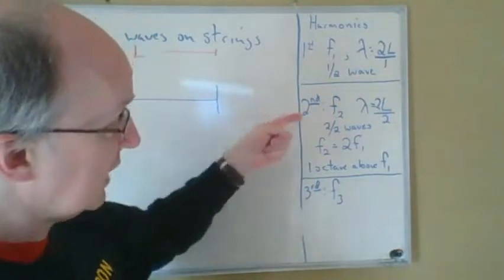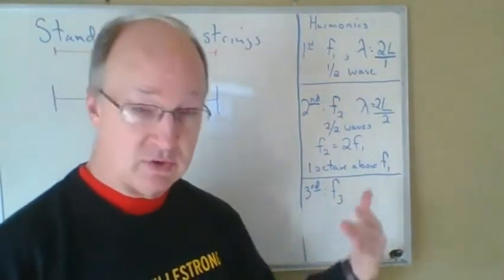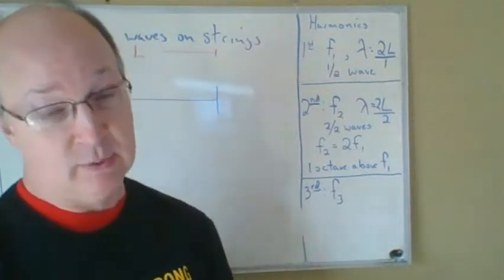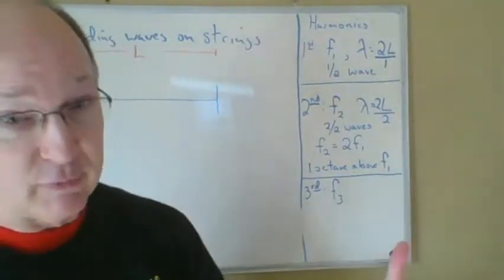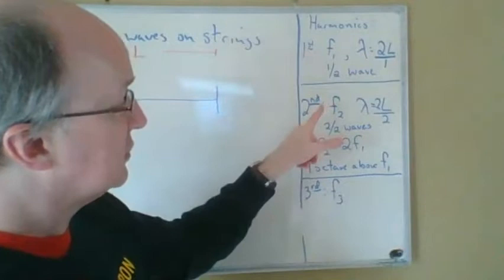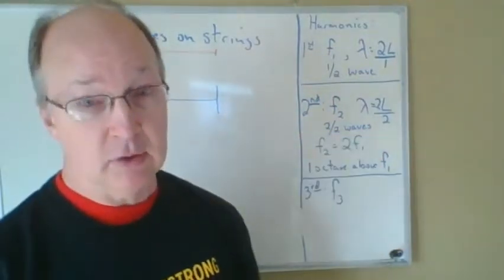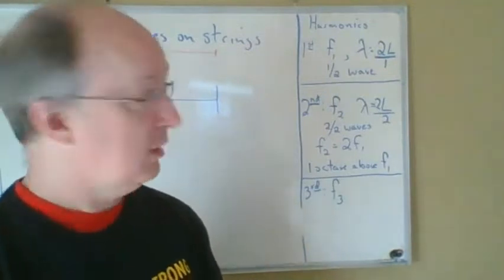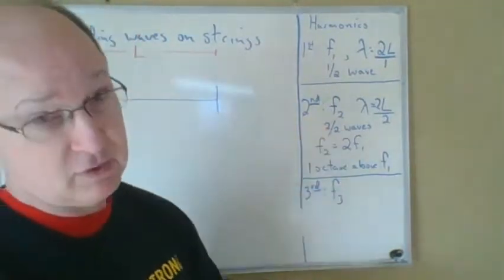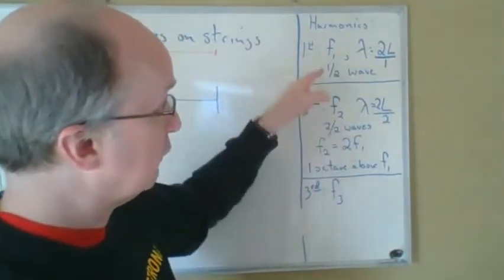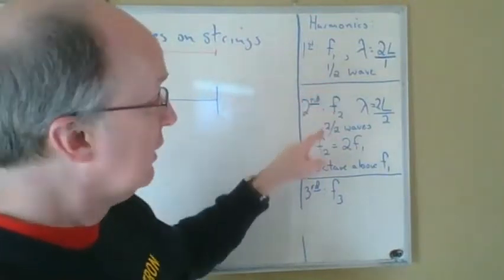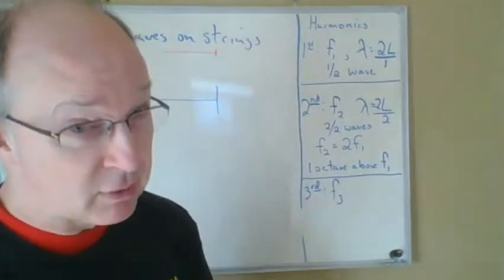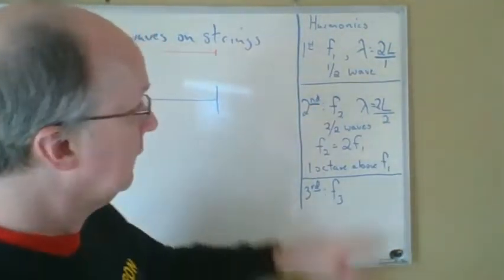The second harmonic, which was our second video, F2, the next higher frequency, we saw that it was a full wave. You get a full standing wave on that string of length L, which means you have two half waves, one wave or two half waves. The first harmonic was 1/2 wave. The second harmonic is two half waves. I think you can imagine what the third harmonic is going to be. We'll get there in a minute.